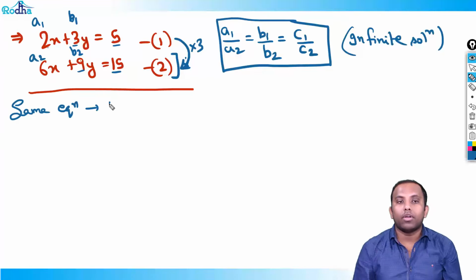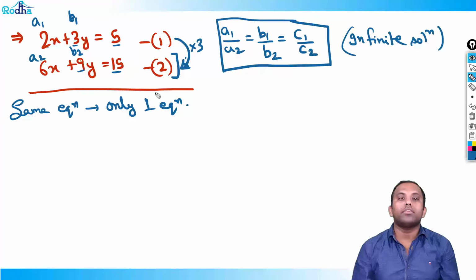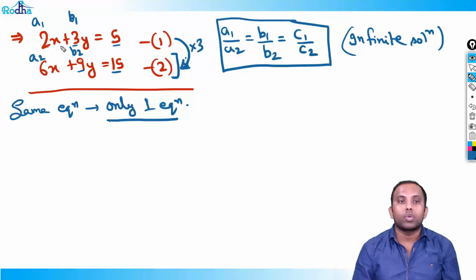That means we have only one equation here. We don't have two equations here, because equation 2 is just equation 1 multiplied by 3. So we have only one equation here, that is 2x plus 3y equal to 5. Since we have only one equation, there's no constraint on x and y.